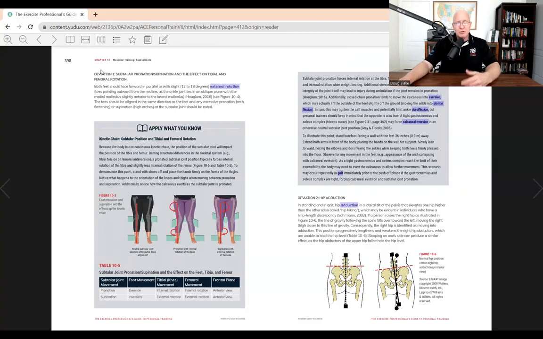So what I want you to do when you're studying this is read this paragraph. And if you can understand it, congratulations. Both feet should face forward in parallel or with a slight outward turning of the toes like this. Okay, external rotation at the ankle. In other words, toes pointing outward from the midline as the ankle joint lies in an oblique plane with the medial malleolus.